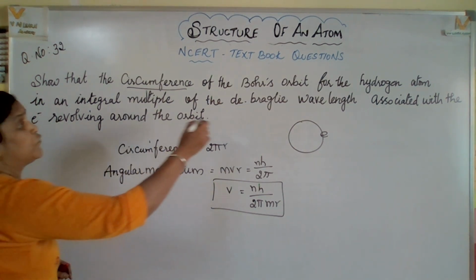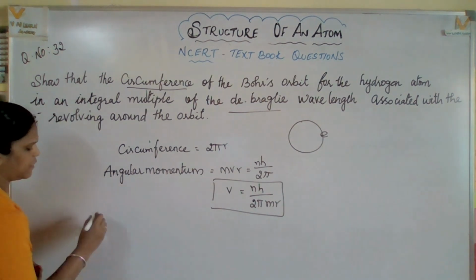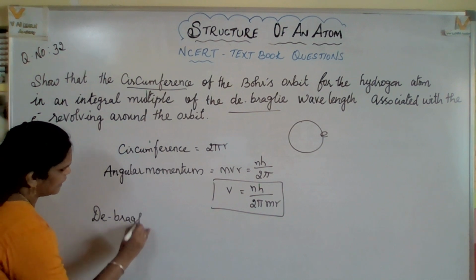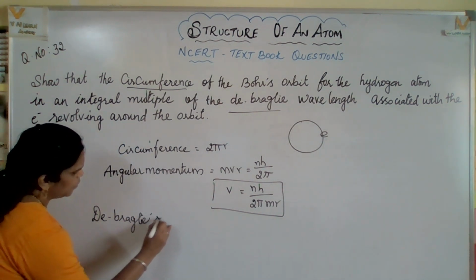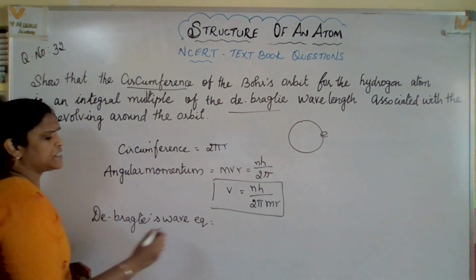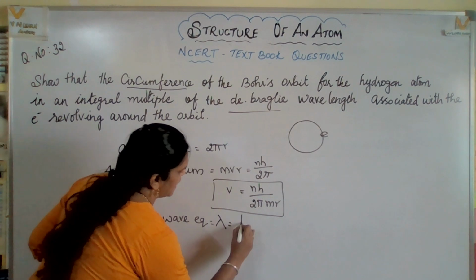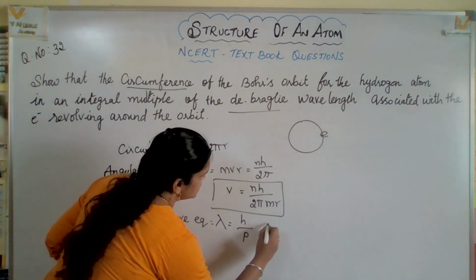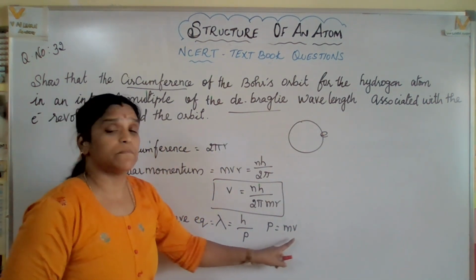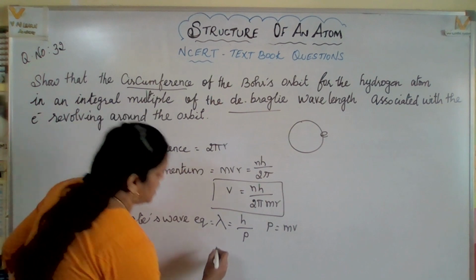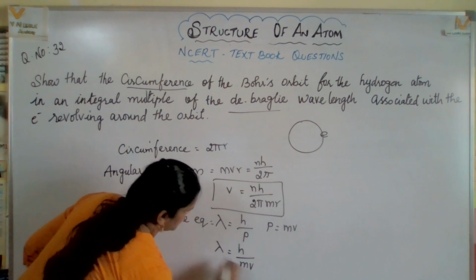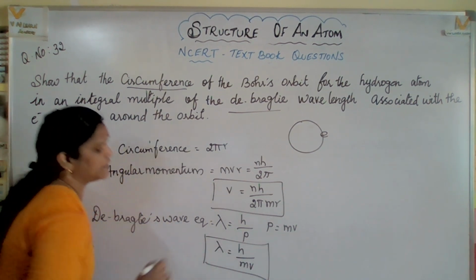Now let us go for de Broglie's wave equation. So what is de Broglie's wave equation? Lambda is equal to h by p. What is p? P equals mv, that is momentum. Momentum is mass and velocity. So that means lambda is equal to h by mv. So this is de Broglie's wavelength equation.